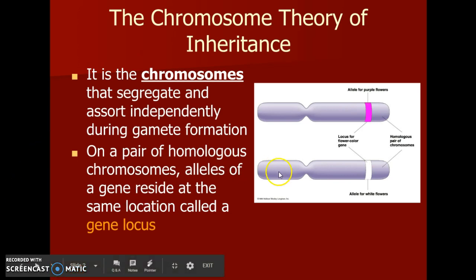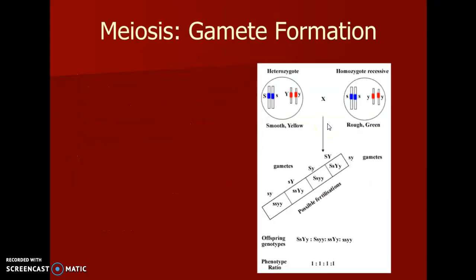So we take a look at a pair of homologous chromosomes over here. Now, you can see here that we have an allele for purple flowers, and we have an allele for white flowers. Probably the individual this came from would be heterozygous, but they would show the dominant, which in this case would be purple. But notice how both alleles and the locus for that flower color, the gene locus, is located here on each homologous chromosome. So, remember back to meiosis, and we talked about gamete formation.